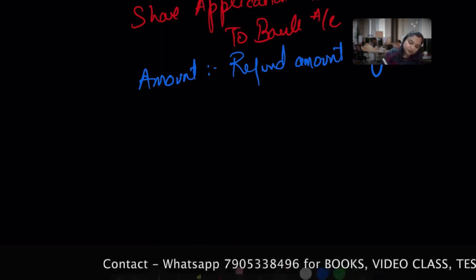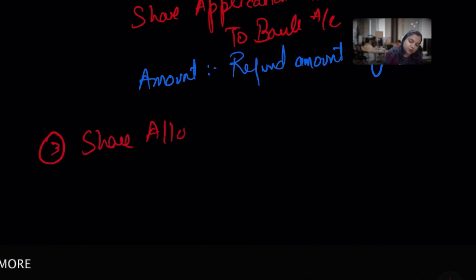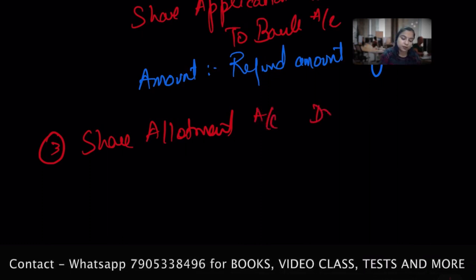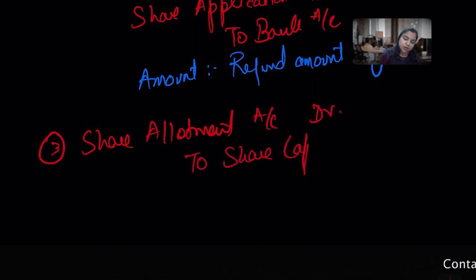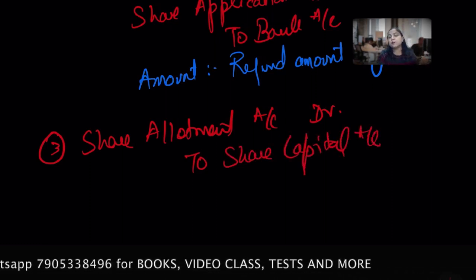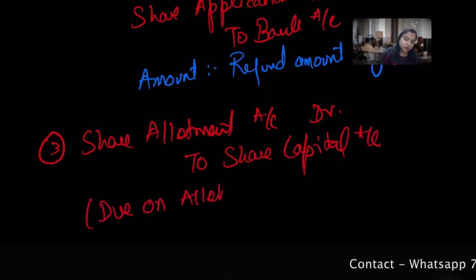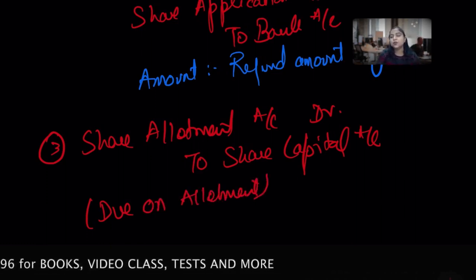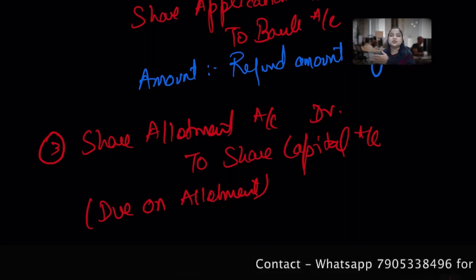So the third one is share allotment. Hope you are getting satisfied and not memorizing anything. It's my humble request: try to understand. To share capital, satisfied? Why share capital? Because it's against my capital. For me it is going to be capital. So whatever amount is due on allotment will be shown here. You can write in addition the narration: being the allotment money due in respect of allotment of x number of shares of rupees 10 each, or 2 each, 3 each, whatever be the amount.